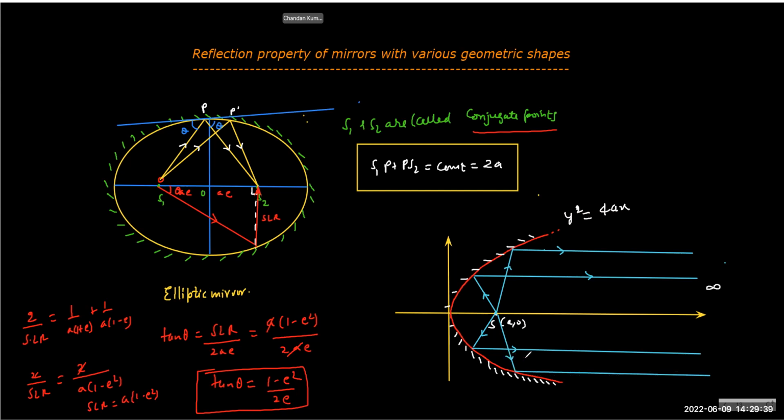So any light ray leaving the focus S will become parallel, and that's how we get the parallel beam of light. If you reverse the direction, any parallel beam will come and will hit the focus after reflection. Understood? Is this clear? Yes.